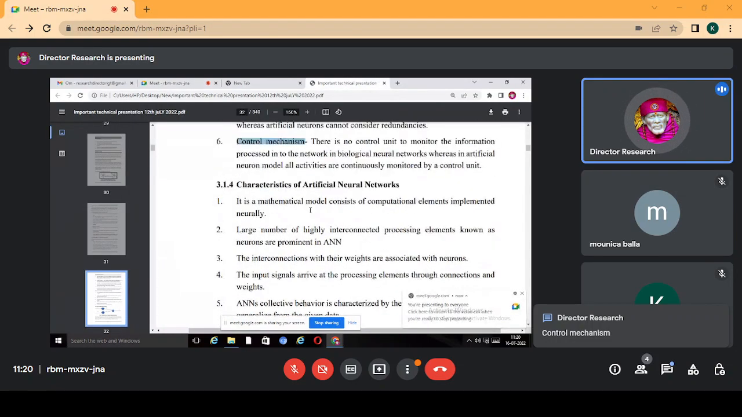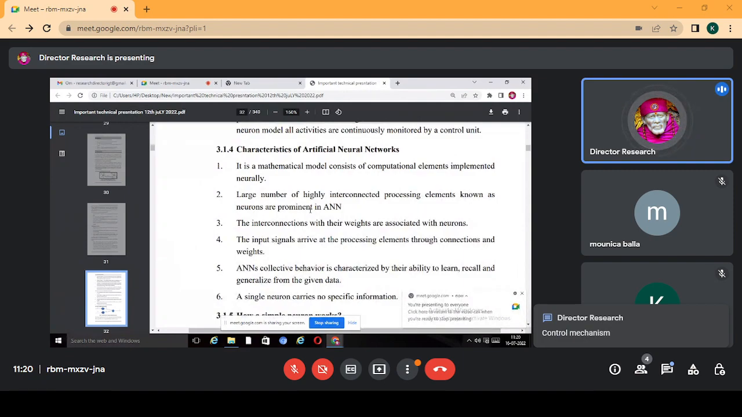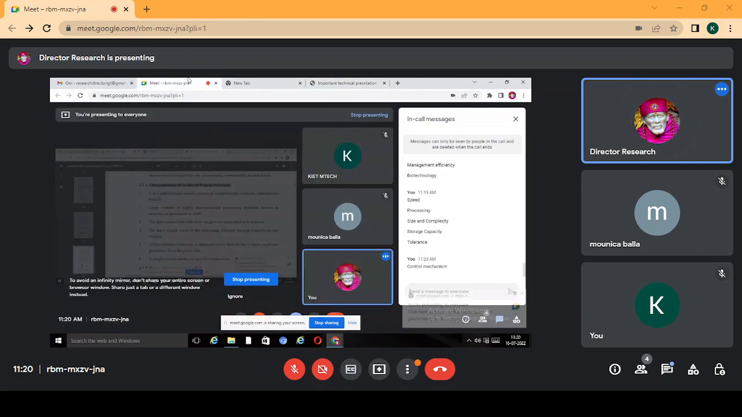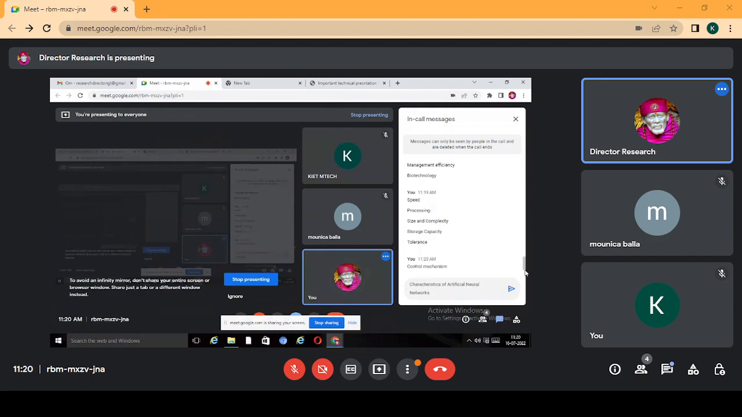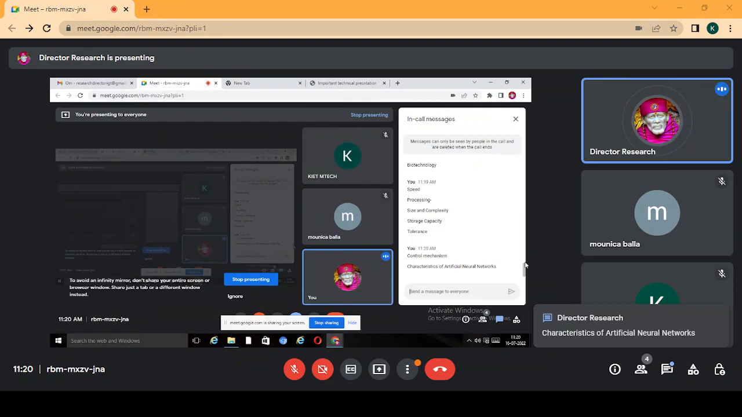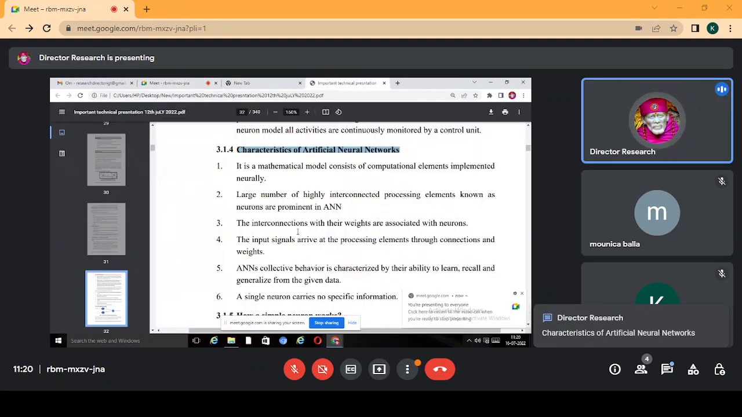Characteristics of artificial neural networks. This is very important from the examination point of view. The first point: it is a mathematical model consisting of computational elements implemented neurally. The second point: a large number of highly interconnected processing elements known as neurons are prominent in an artificial neural network.